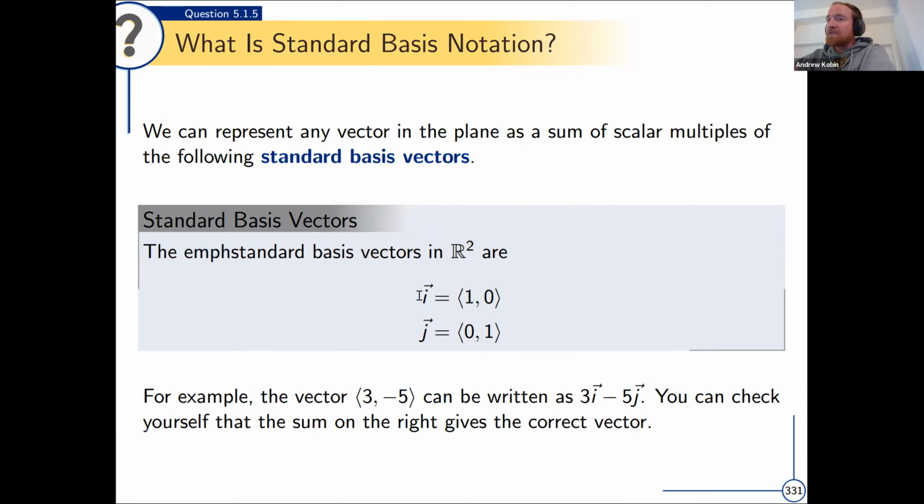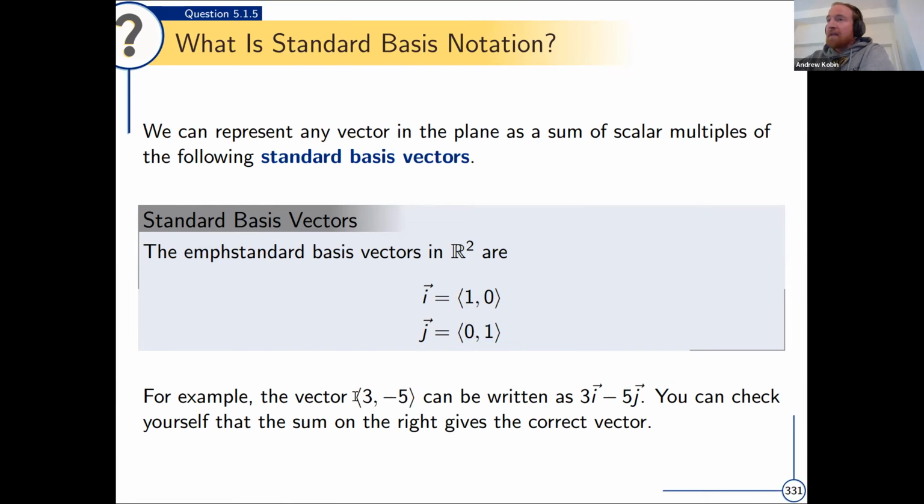For physics reasons, we call these i and j. It doesn't matter so much what these mean. This is not the imaginary number i. In geometric terms, i and j are just the vectors 1 unit in the x direction and 1 unit in the y direction, or they stick along the two axes, the x-axis for i and the y-axis for j, and they each have length 1.